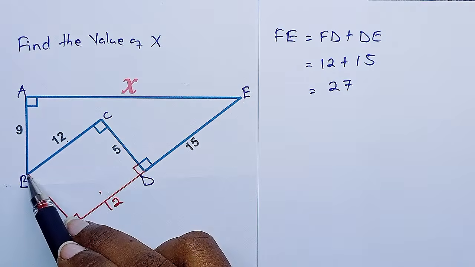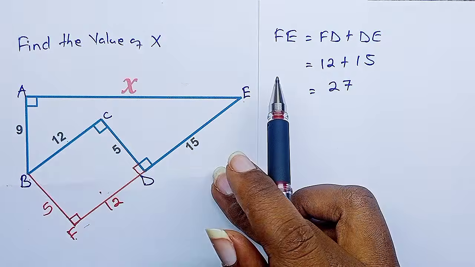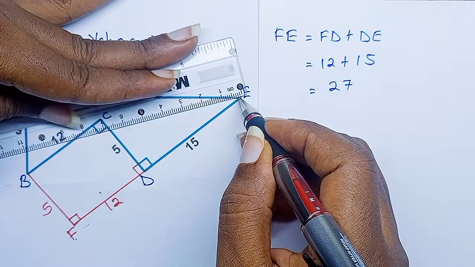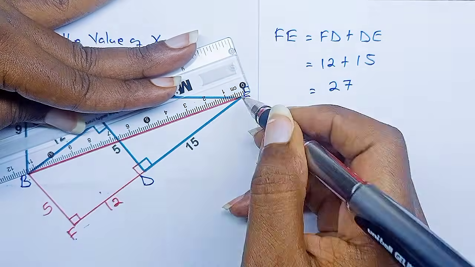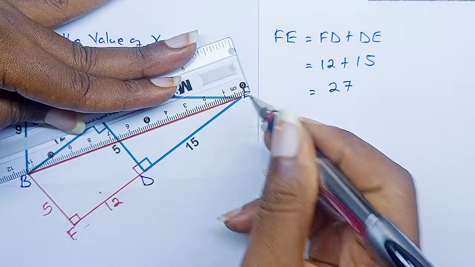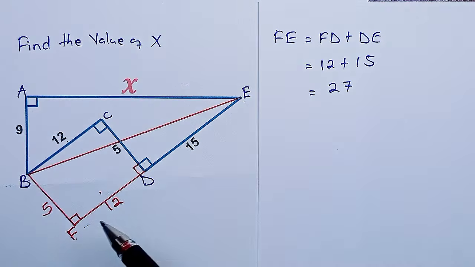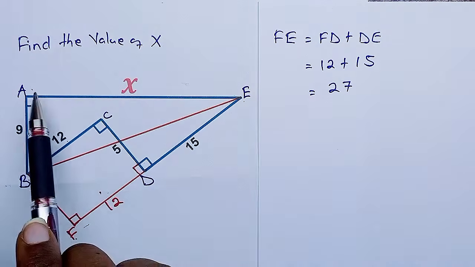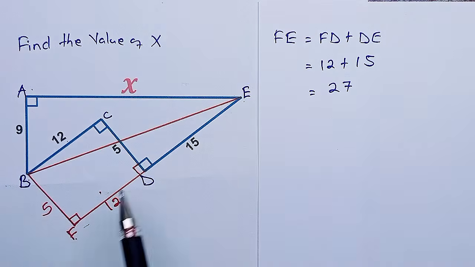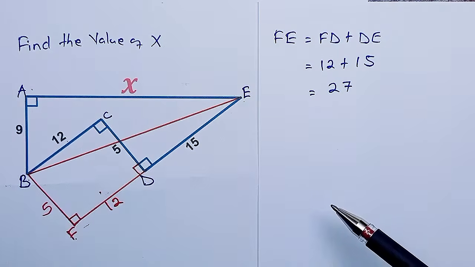So next step is let us connect point B to point F. So we connect point B to point F with a straight line. Just like that. So now from this figure, I want us to focus on two main triangles. Triangle ABE, this one, and triangle BFE, okay? Those are the only triangles we should concentrate on.